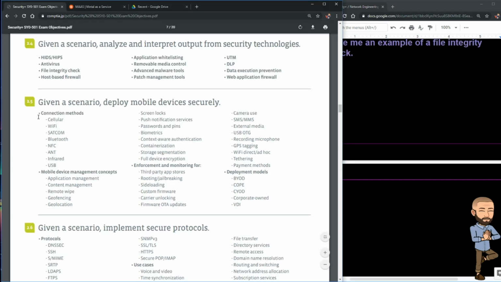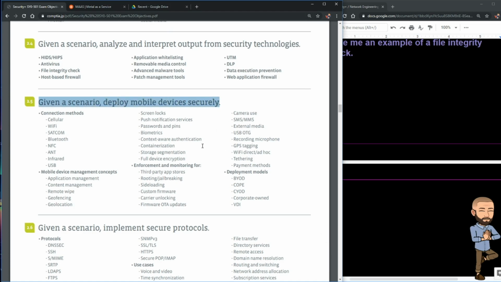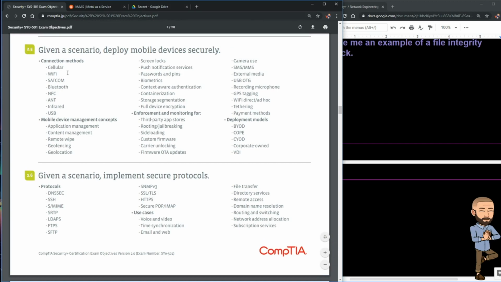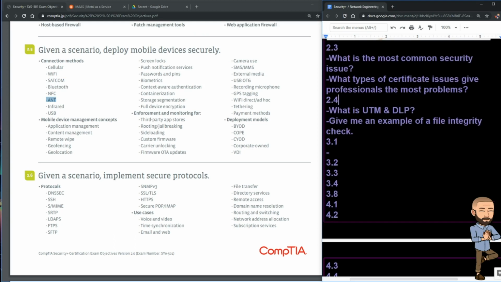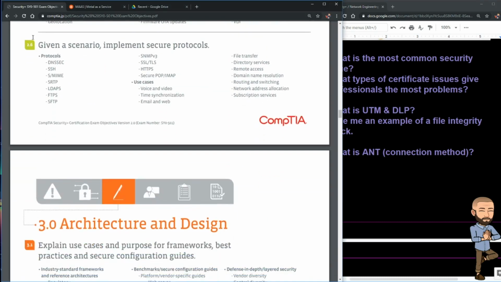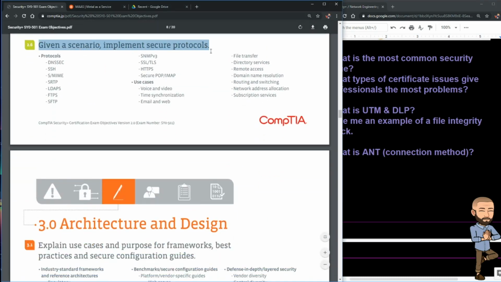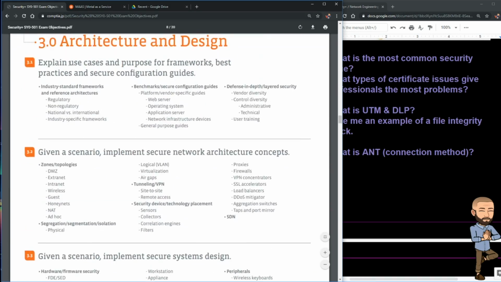Okay, moving on to 3.1, but we'll be skipping given a scenario, deploy mobile device security. We have these different connection methods. SATCOM looks like the coolest one. Oh my gosh, I have no idea what ANT is. Dang, I didn't want to do 2.5, only 2.4, but I have to figure out what ANT is. I'm going to skip the rest of these just so I can focus. 2.6 says protocols, all right, know your security protocols. Going down to 3.0, this is explain use cases and purposes for frameworks.